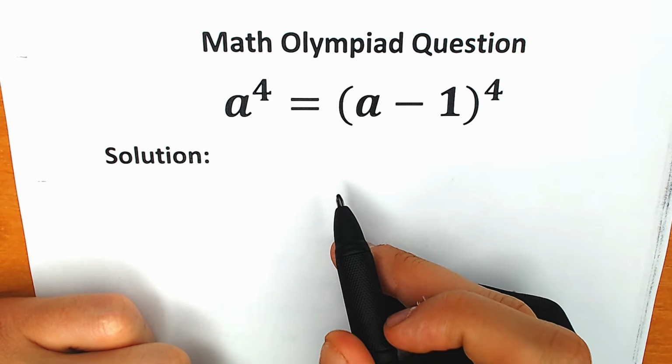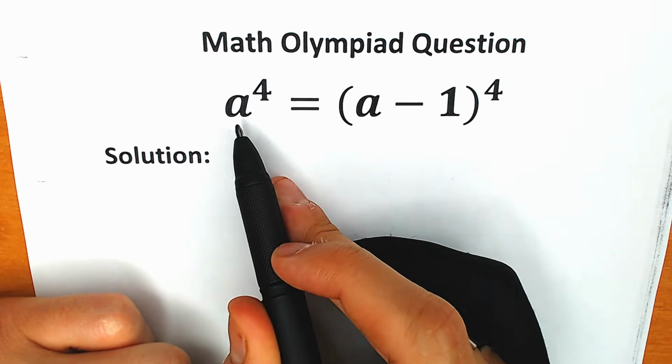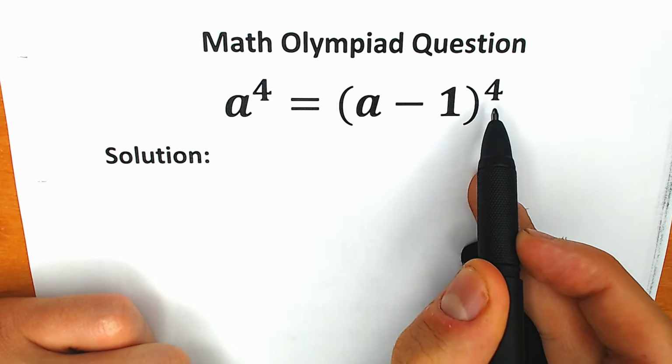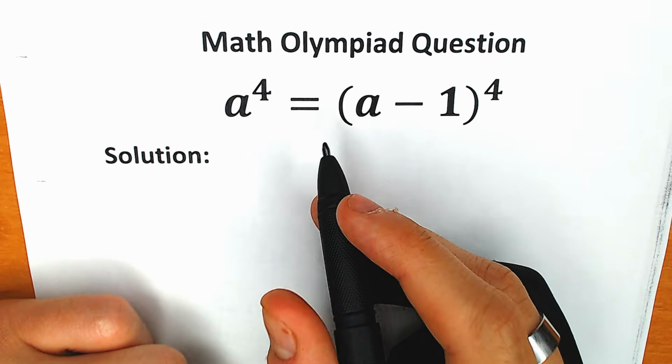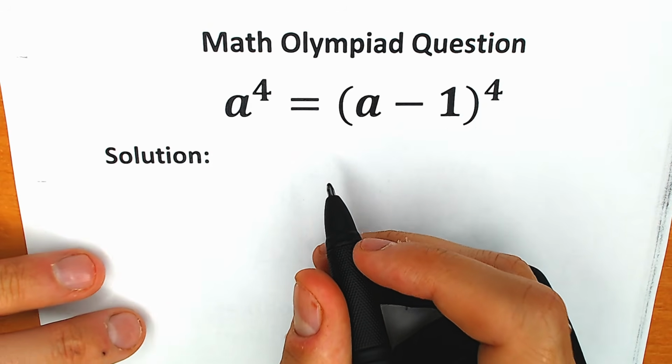Today we have a very interesting and tricky question. A to the power 4 equal to a minus 1 to the power 4. We need to solve this question for a, so if you have your answer, your solution, you can write it in the comments below and then we will check our answers.